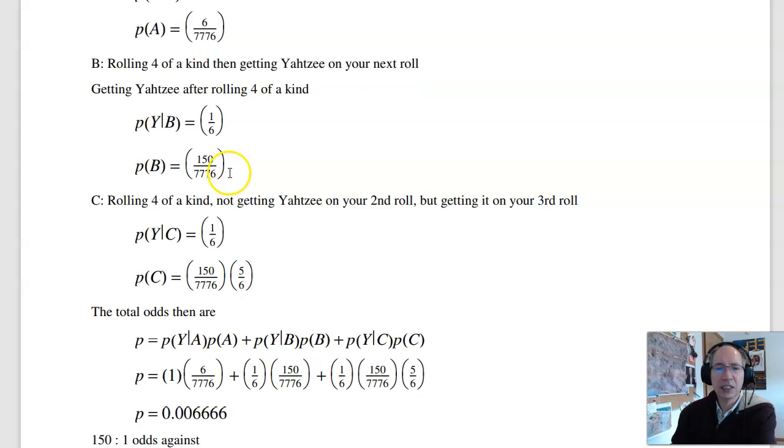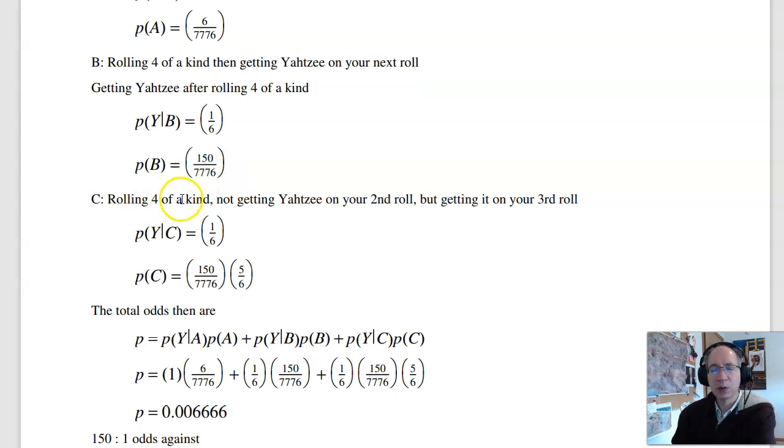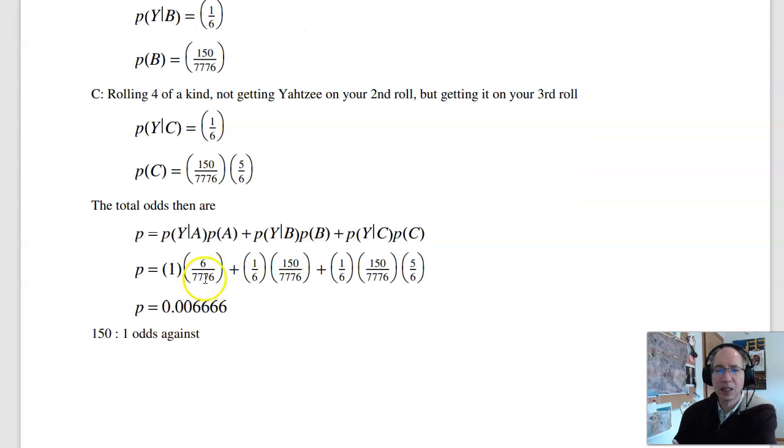Part C is if I rolled 4 of a kind, didn't get a Yahtzee on my second roll, but do get on my third roll. So the probability of getting on my third roll, again, is 1 in 6. Not getting it on your second roll is the probability of getting 4 of a kind, and not getting a Yahtzee. There's 5 numbers that don't match out of 6 possibilities. The total odds then will be, add them all up, 0.006666, or 151 odds against.